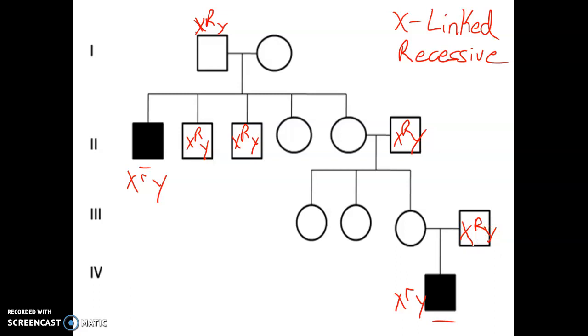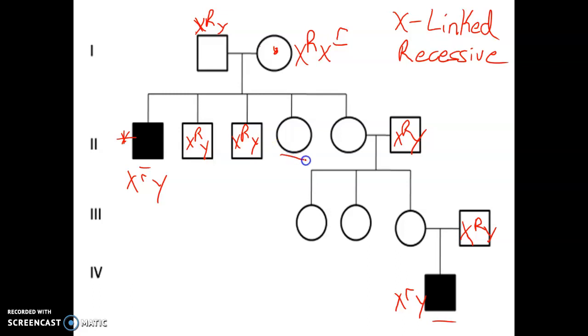So every female here is normal. So I know every female is at least X big R. All right, we have to figure out what's on their second X. Now this female has a son over here who's affected. Females always give it to their children, so she has to be a carrier.